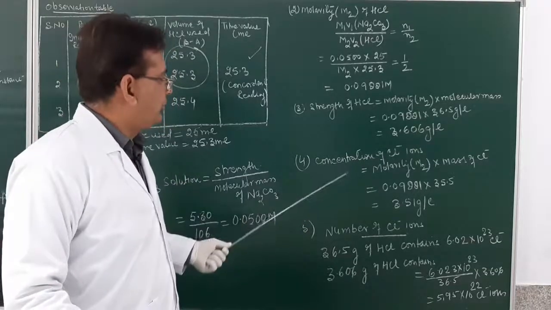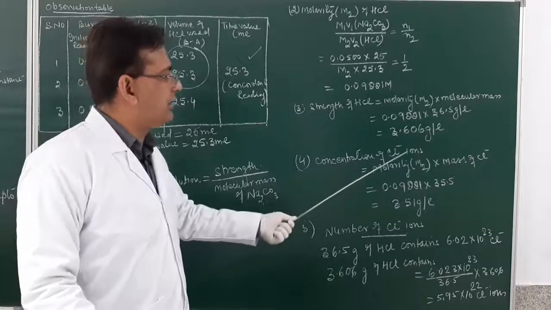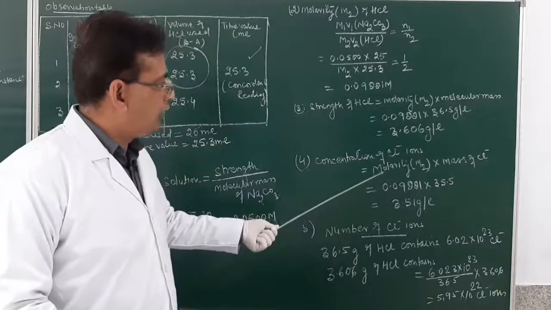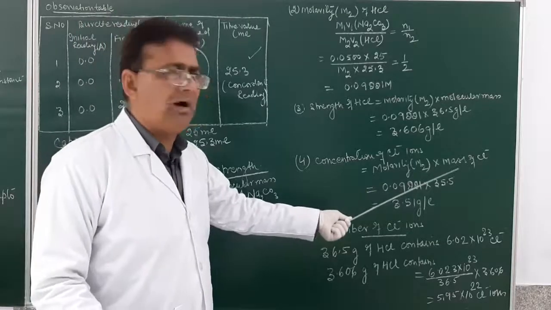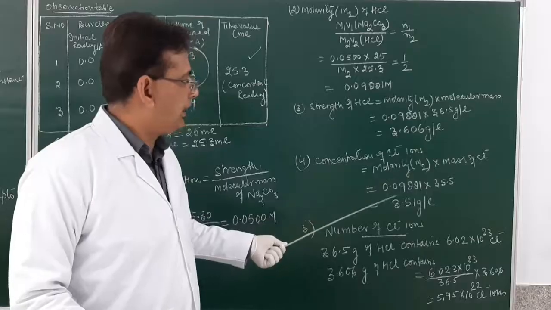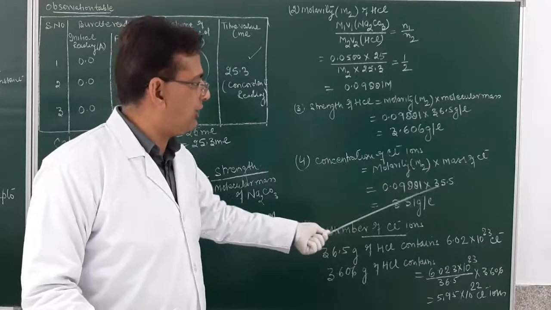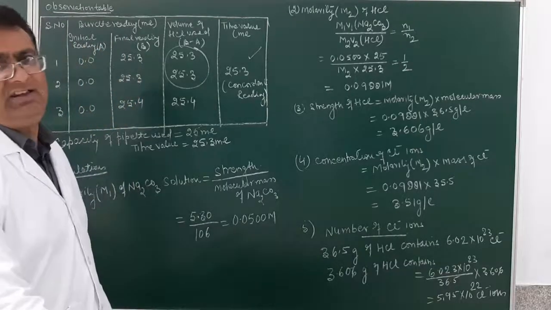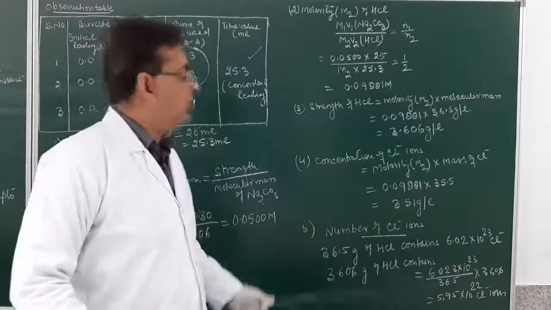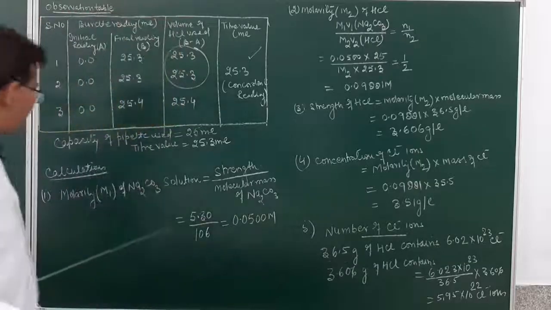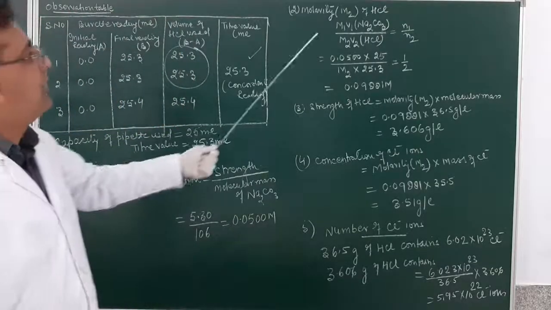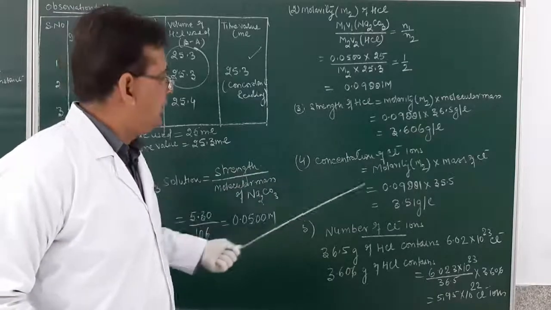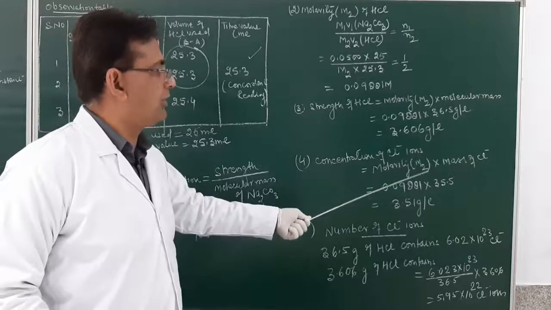Then the fourth question which is being asked is to find out the concentration of a chloride ion. How to find out the concentration of chloride ion? This is molarity of chloride ions multiplied by mass of chloride ions. Molarity 0.09881 into 35.5, it will come out to be equal to 3.51 gram per liter. Am I clear, student? So, 4 questions are clear. In the first one, we have found out the molarity of sodium carbonate. In the second, the molarity of HCl. In the third, the strength of HCl. In the fourth, the concentration of a chloride ion.